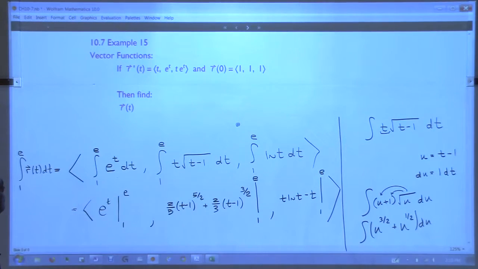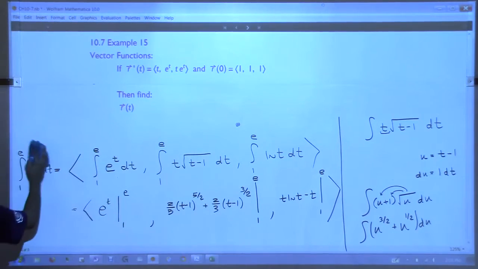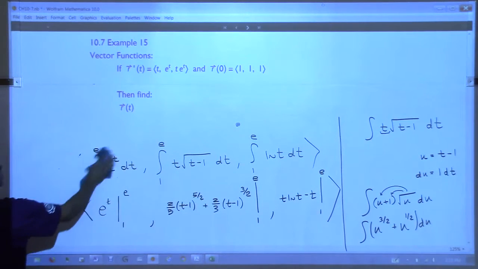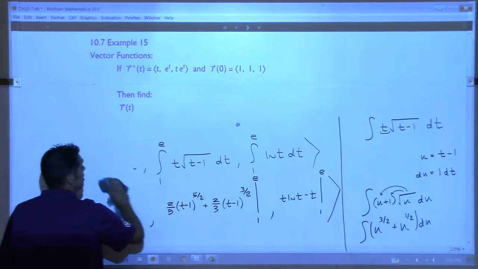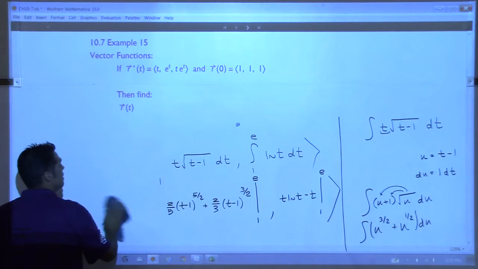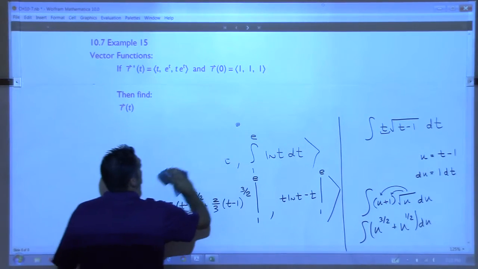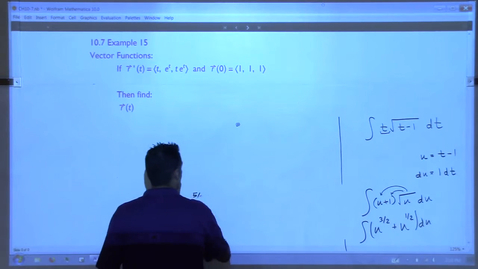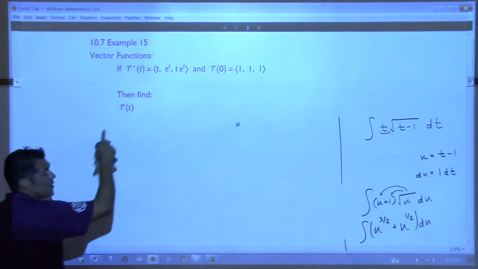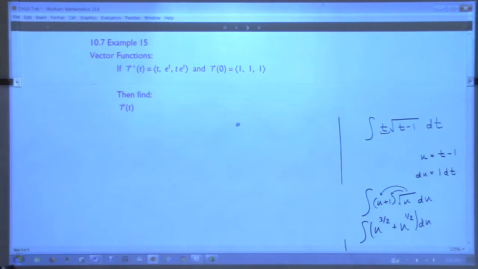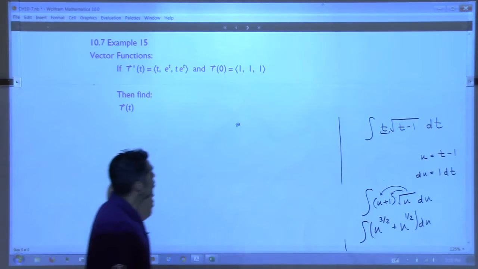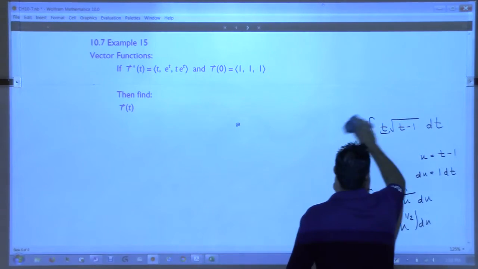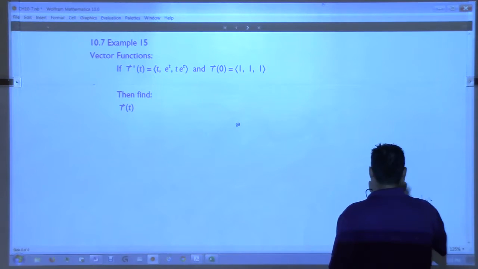All right, so here's a slightly different problem. I give you a 3-dimensional vector function, t, e to the t, t e to the t. And I'm telling you that's the derivative of a vector function r of t. And then I tell you that r of 0 is 1, 1, 1, and I'm asking you to give me what the original vector function is.